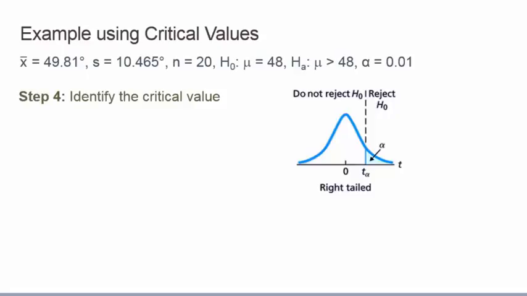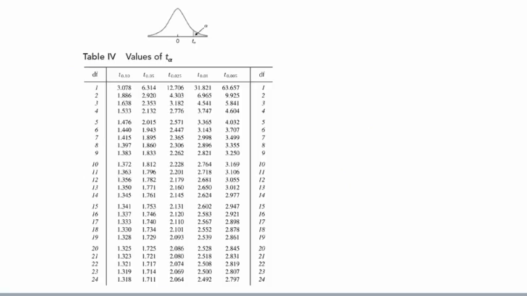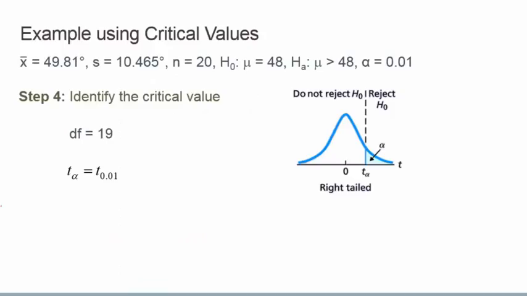My degrees of freedom is 19 since n equals 20. So T alpha will be T sub 0.01. Go to our table. Our degrees of freedom are 19 and alpha is 0.01. So our t-value is 2.539. Since it's a right-tailed test, we want positive 2.539. The critical value is T alpha equals 2.539.